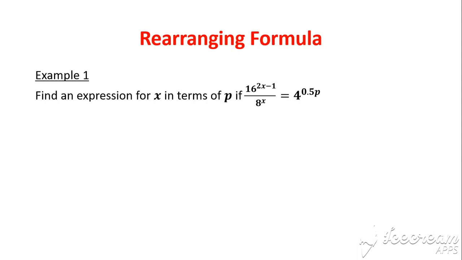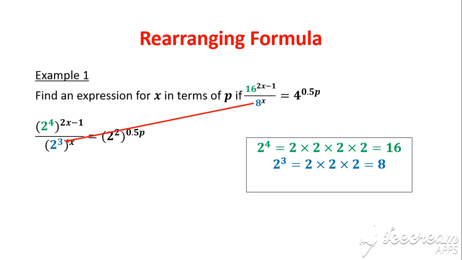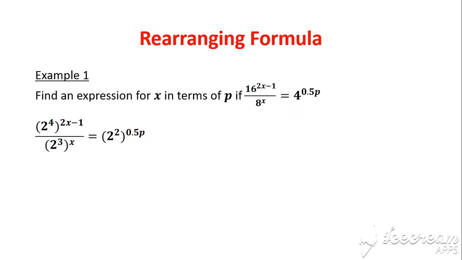Find an expression for x in terms of p if 16 to the power of 2x minus 1 all divided by 8 to the power of x is equal to 4 to the power of 0.5p. Right, well, let's get started and work with these numbers. 16 can be rewritten as 2 to the power of 4, 8 can be written as 2 to the power of 3, and 4 can be written as 2 to the power of 2. So what we're doing in this example is trying to get the same base.